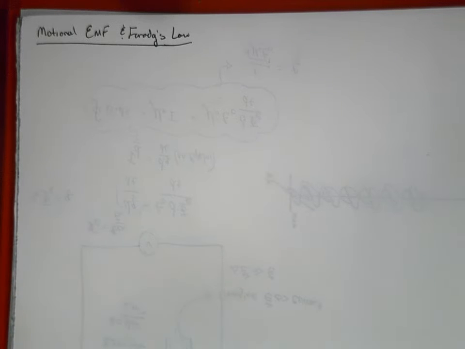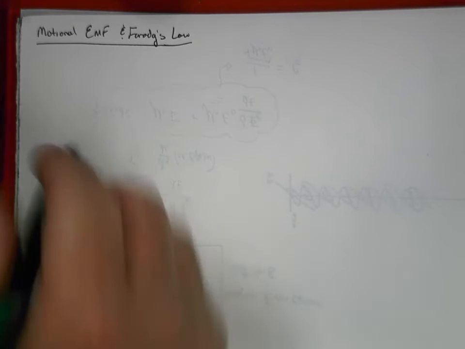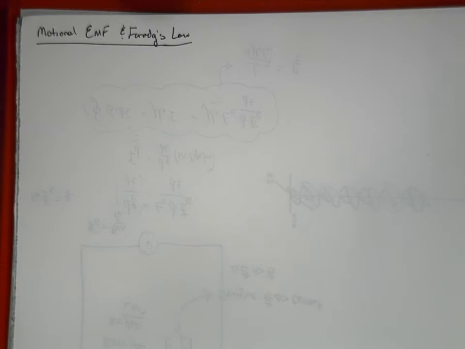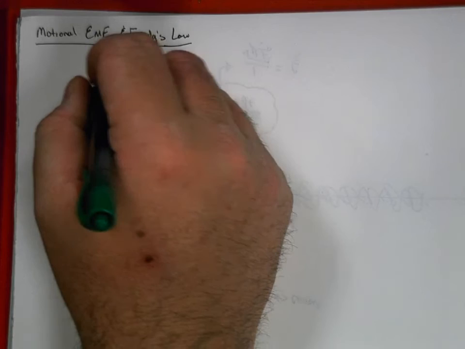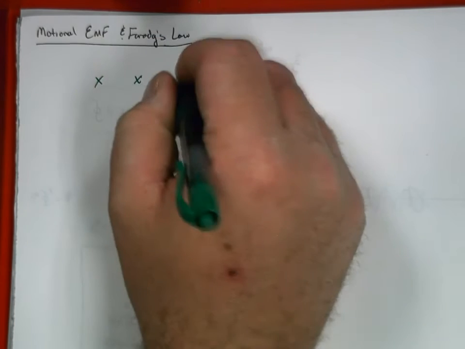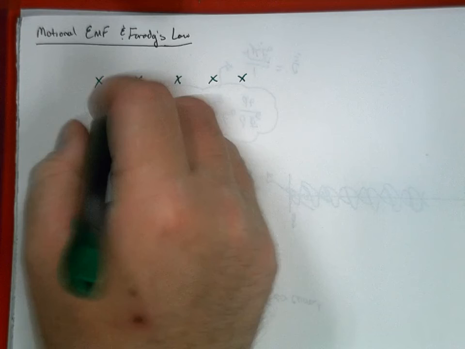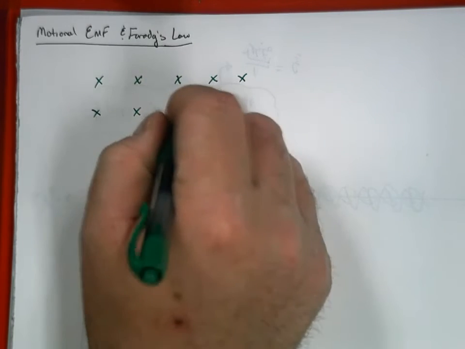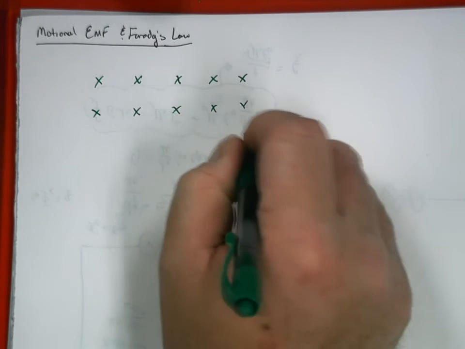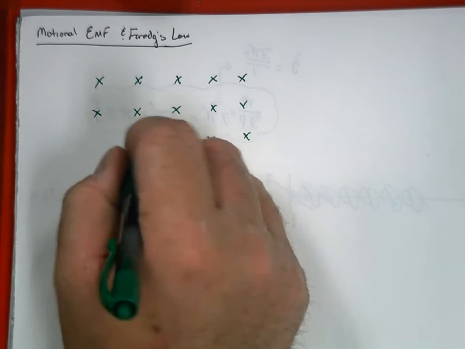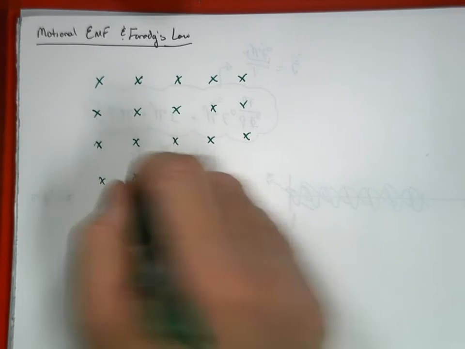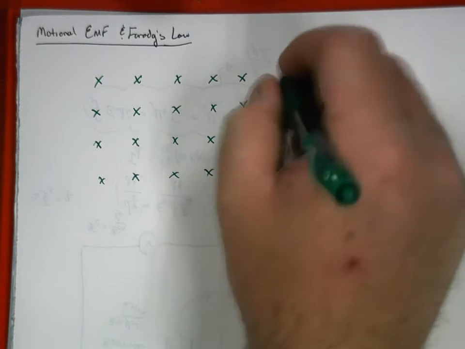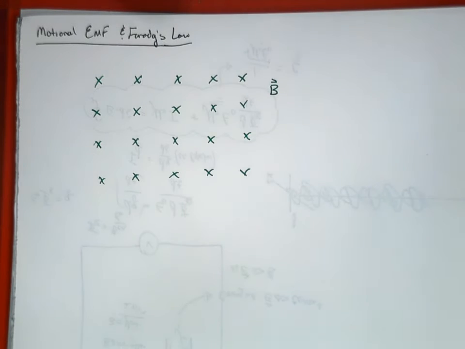Okay, so we're going to talk about motional electromotive force and Faraday's law, and to do that we're going to illustrate the world's worst electrical generator. So what we need to do first is we're going to create a magnetic field going into the page. Okay, so that is our magnetic field.